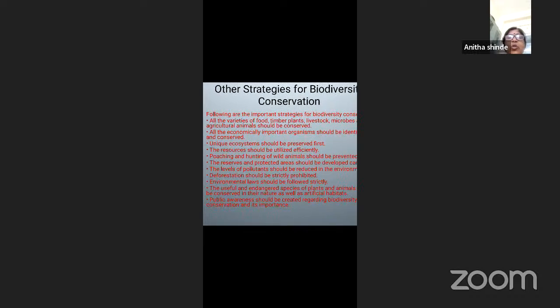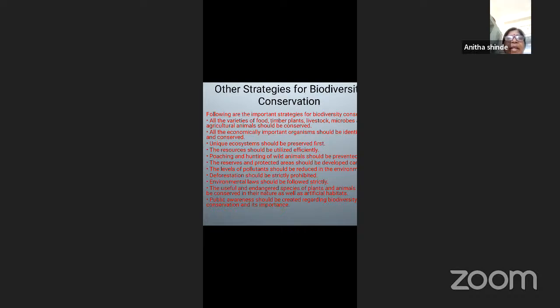The levels of pollutants should be reduced in the environment, because if pollution ceases, then it will not only pollute the environment. The organisms present in the environment, in the form of plants, animals, as well as we human beings, will also be infected. That is why the level of pollutants has to be reduced in the environment.